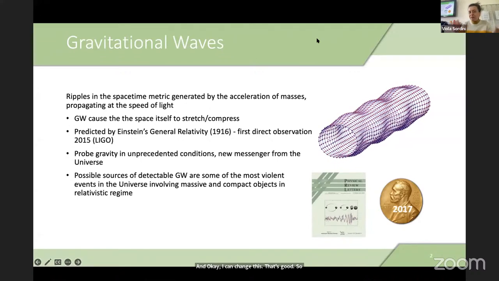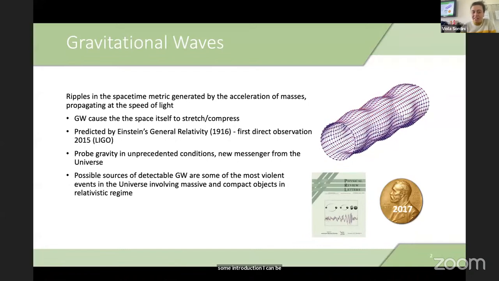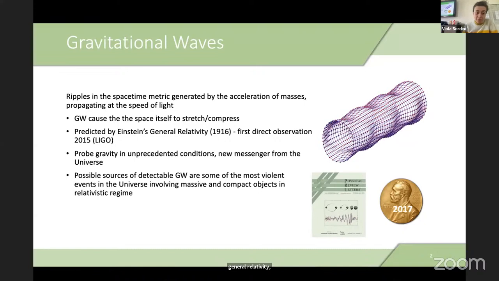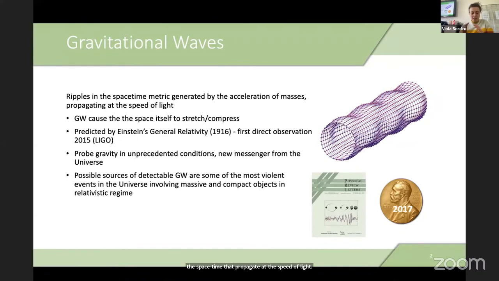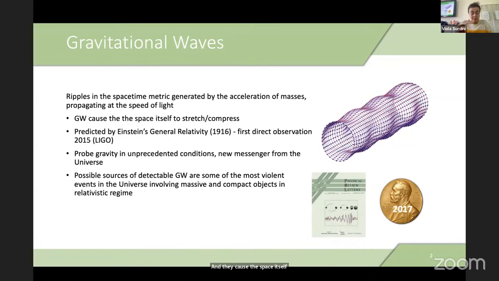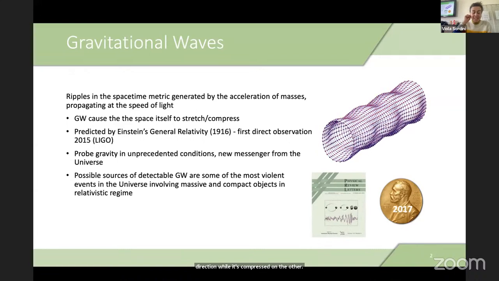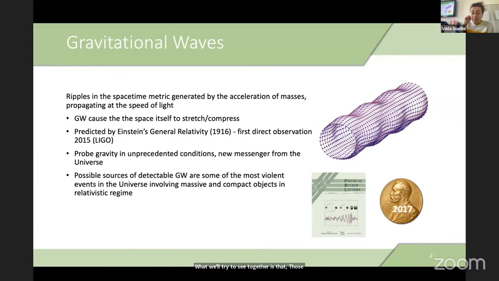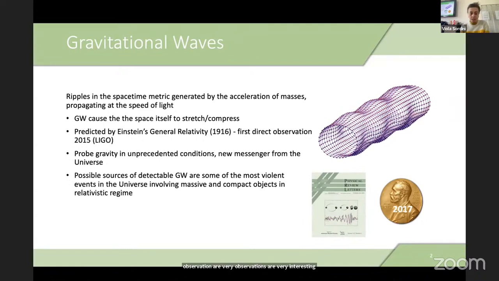I guess on some introduction, I can be fast. According to Einstein's general relativity, gravitational waves are ripples in the space-time that propagate at the speed of light. And they cause the space itself to stretch in a direction while it's compressed on the other. What we'll try to see together is that those observations are very interesting because they allow us to probe gravity in unprecedented conditions.